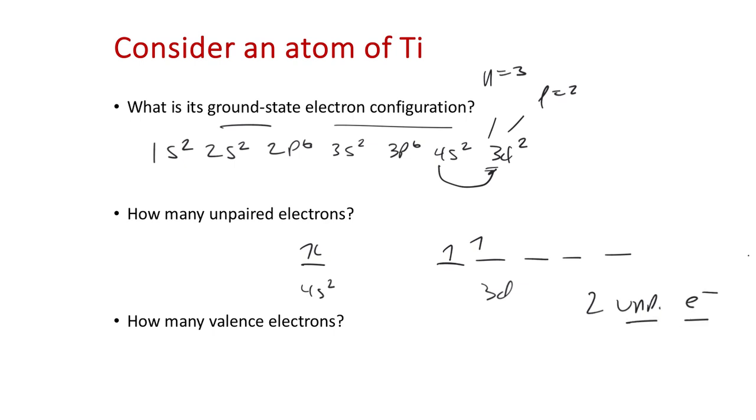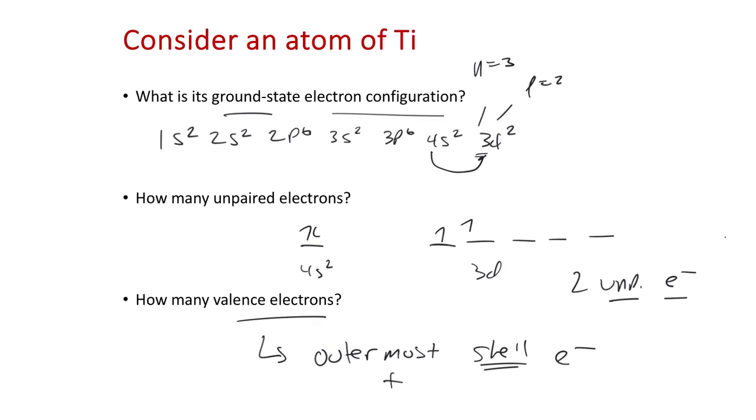Now the valence count is an interesting topic. The valence count are the electrons in the outermost shell. So what is a valence electron? But we also have to add any electrons in a lower unfilled subshell. So there's a lot going on there. So let's go smaller first.